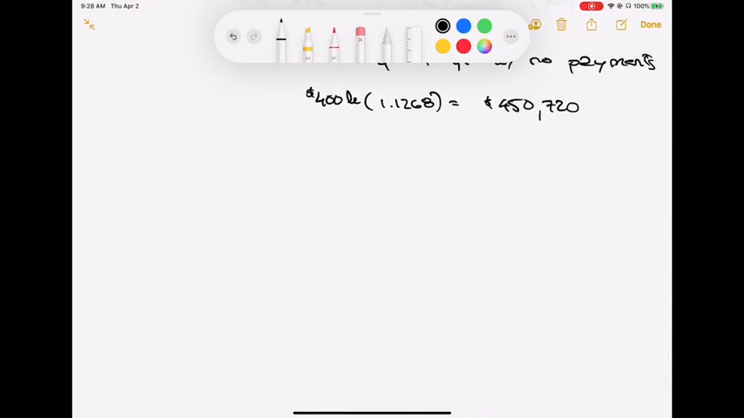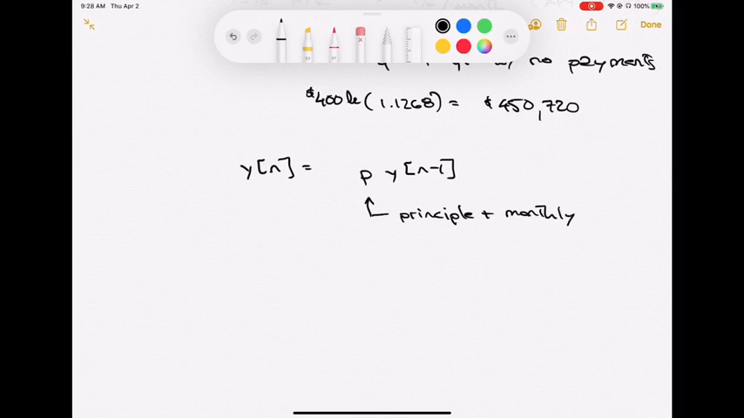We need an equation at some point, and so let's start building our equation model. The loan balance at a particular month depends on what? It depends on the previous month's balance. So I take the previous month's balance, and then I'm going to multiply that by a factor that includes the interest rate and also the principal, something along those lines. I'm going to call that factor P. So factor P is going to be principal plus monthly interest.